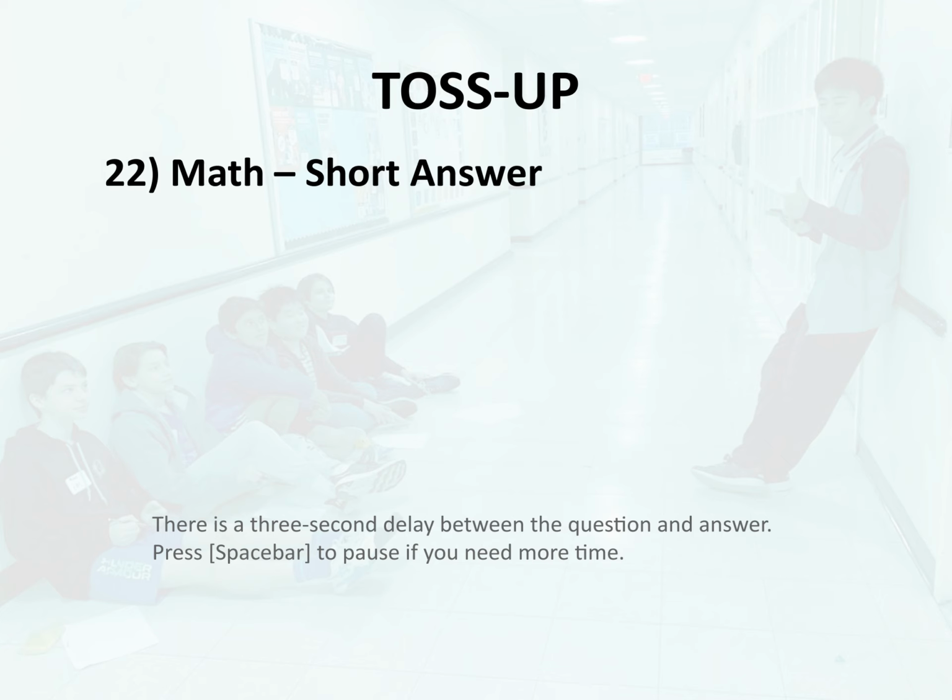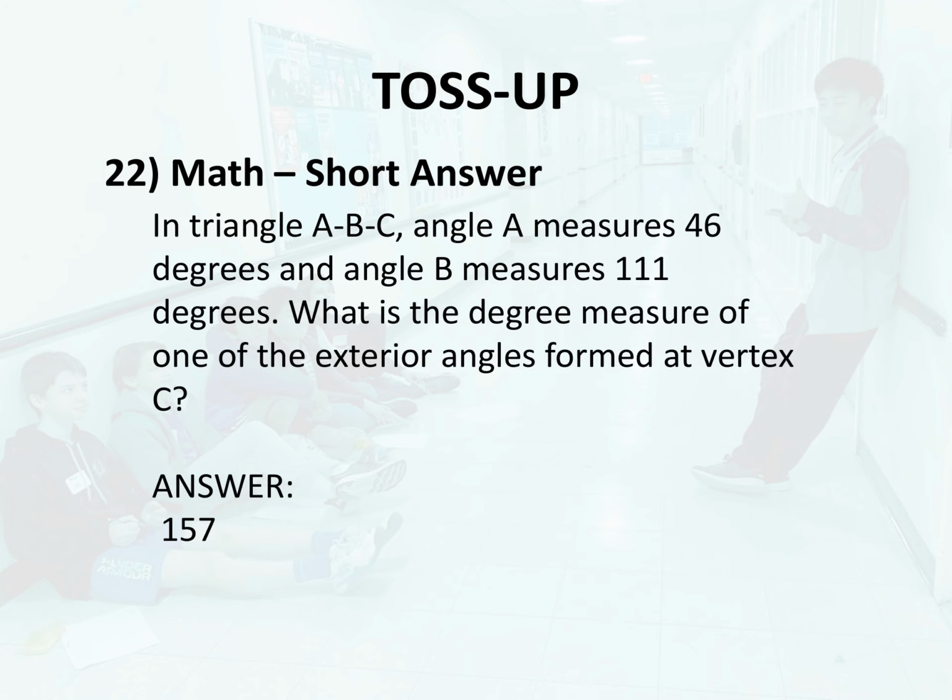Toss-up, 22. Math, short answer. In triangle ABC, angle A measures 46 degrees and angle B measures 111 degrees. What is the degree measure of one of the exterior angles formed at vertex C? Answer, 157.